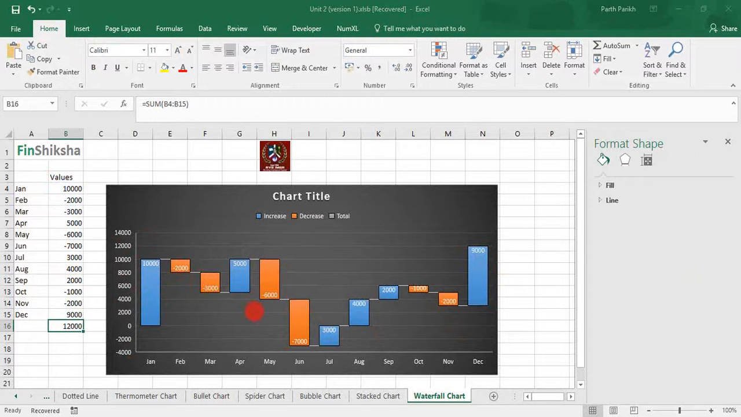It is extremely useful when you are doing such kind of movement analysis. So that's pretty much about this video, and that's pretty much about the existing charts. In the subsequent videos, we'll show how you create dynamic charts in Excel.